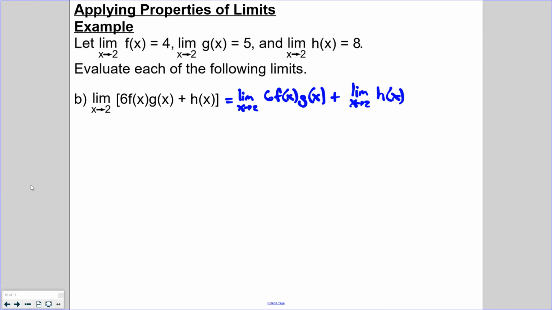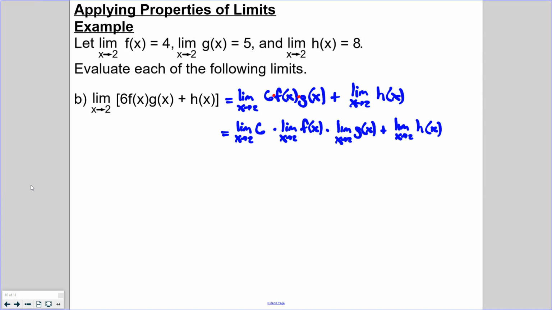All right, from there, I can rewrite this as, let's see, I have 6 times f of x times g of x. So I can pull this apart to be the limit as x approaches 2 of 6 times the limit as x approaches 2 of f of x times the limit as x approaches 2 of g of x plus the limit as x approaches 2 of h of x.